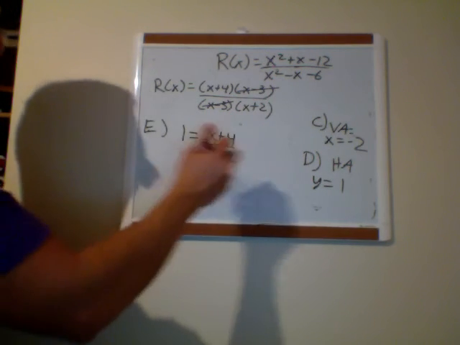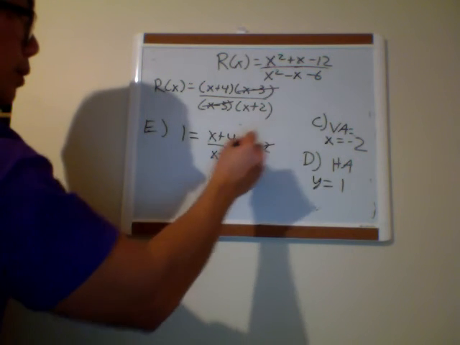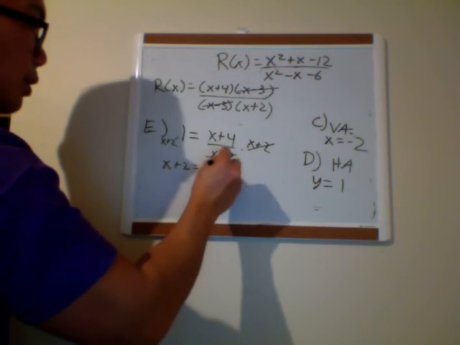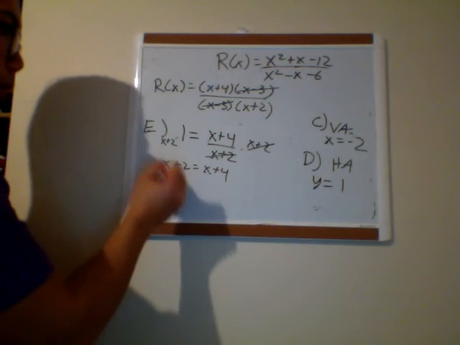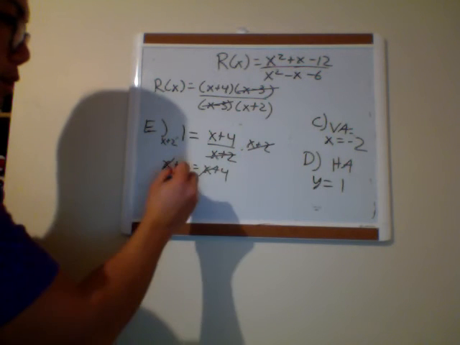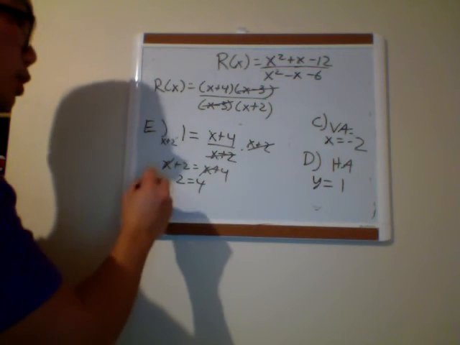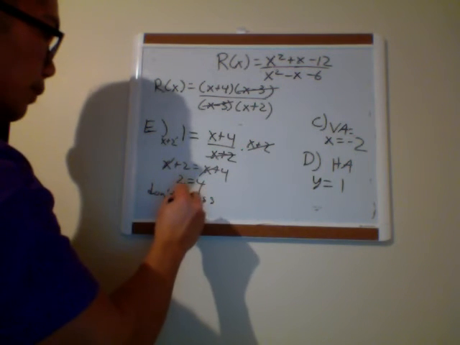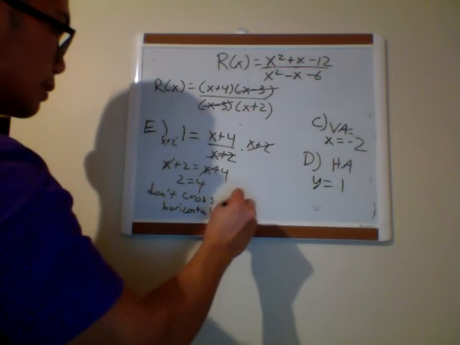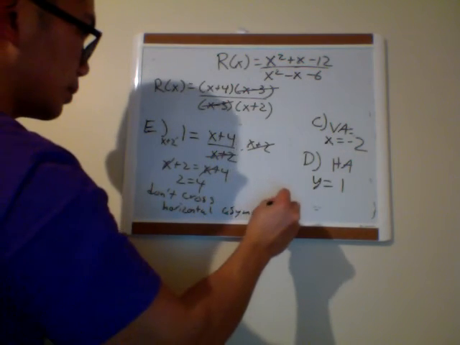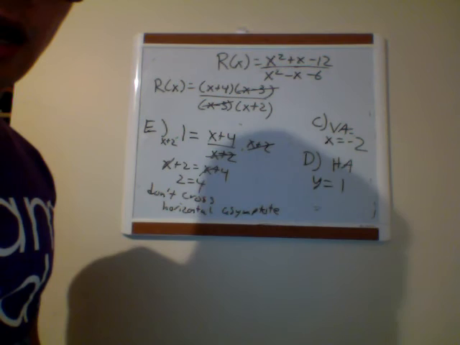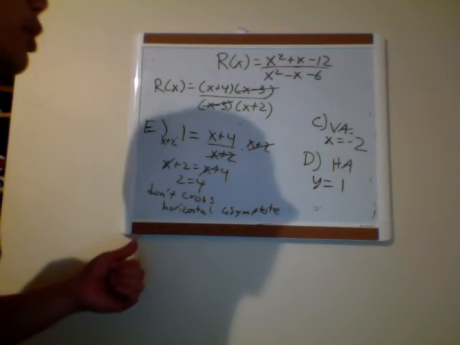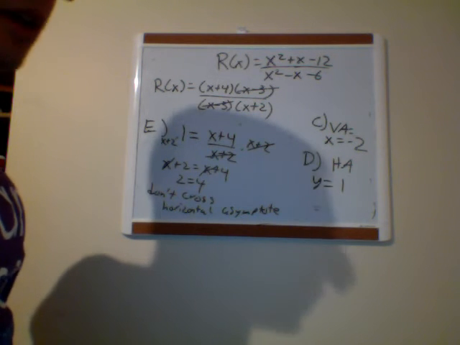Now, if I solve this, I multiply both sides by x plus 2, and I get x plus 2 is equal to x plus 4. And then look, I have an inconsistent equation because the x's cancel and I have 2 is equal to 4. So I don't cross the horizontal asymptote. Now we actually have all the information, and we could go ahead and graph this function.